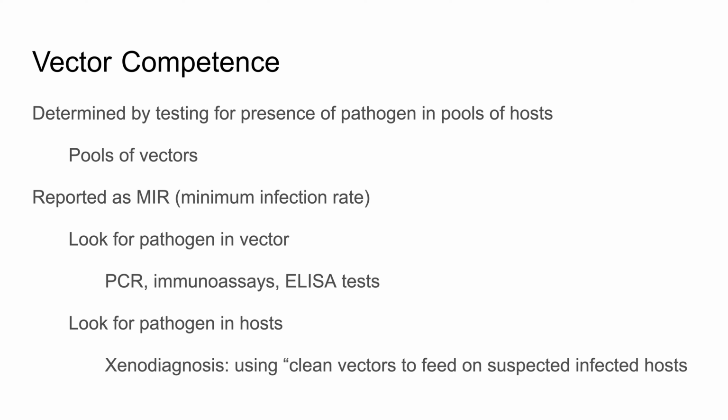By looking for the pathogen in the host, this is known as a xenodiagnosis. They're going to use clean vectors to feed on suspected hosts. So let's say we have a rodent that's infected with a form of Plasmodium. We take a pool of mosquitoes that we know have not been exposed to malaria. They are not carrying the Plasmodium, and we expose them to the host itself. If the mosquito comes back after a blood meal and is now infected, is now a carrier of the pathogen, then we know that the host was definitely infected.